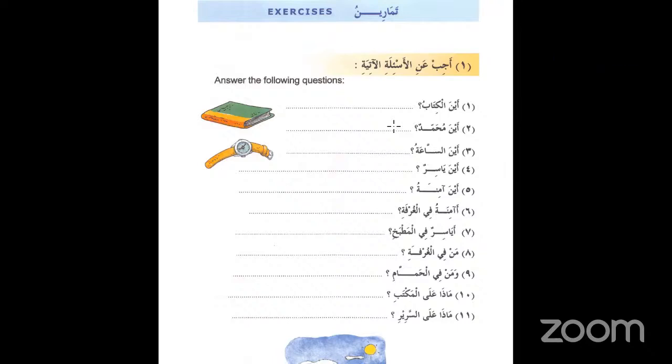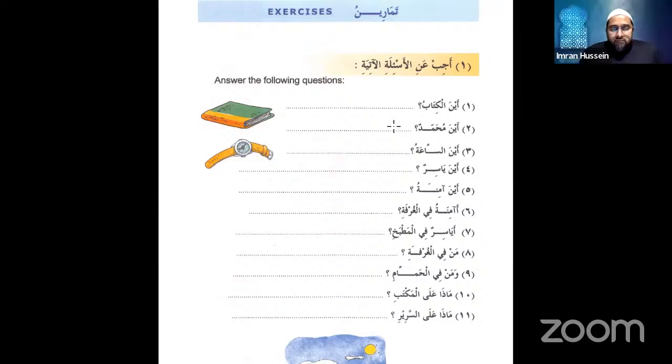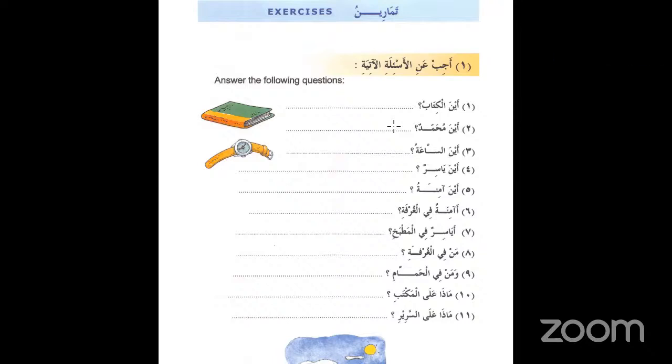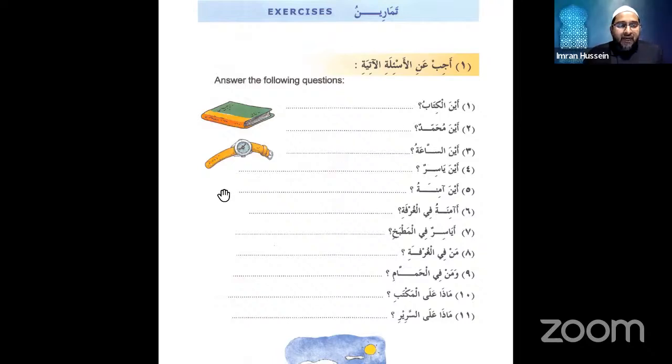Aina Muhammadun? Huwa fil ghurfati. وفي الغرفة. Where is Muhammad? He is in the room. Excellent. Jazakallah. Brilliant. Let me bring the next person on the mic.